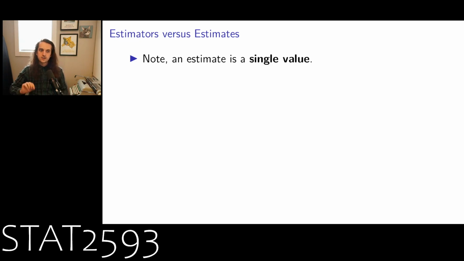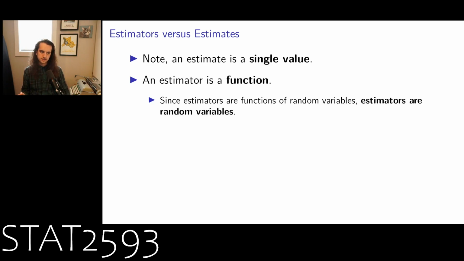So estimates are going to be single values. Estimators are functions. Now, they're functions of random variables. They take in those capital letters that we've been talking about. And because they're functions of random variables, estimators themselves are random variables, right? The sample mean before you have a sample is going to be a random variable. We already talked about what its distribution is going to look like.